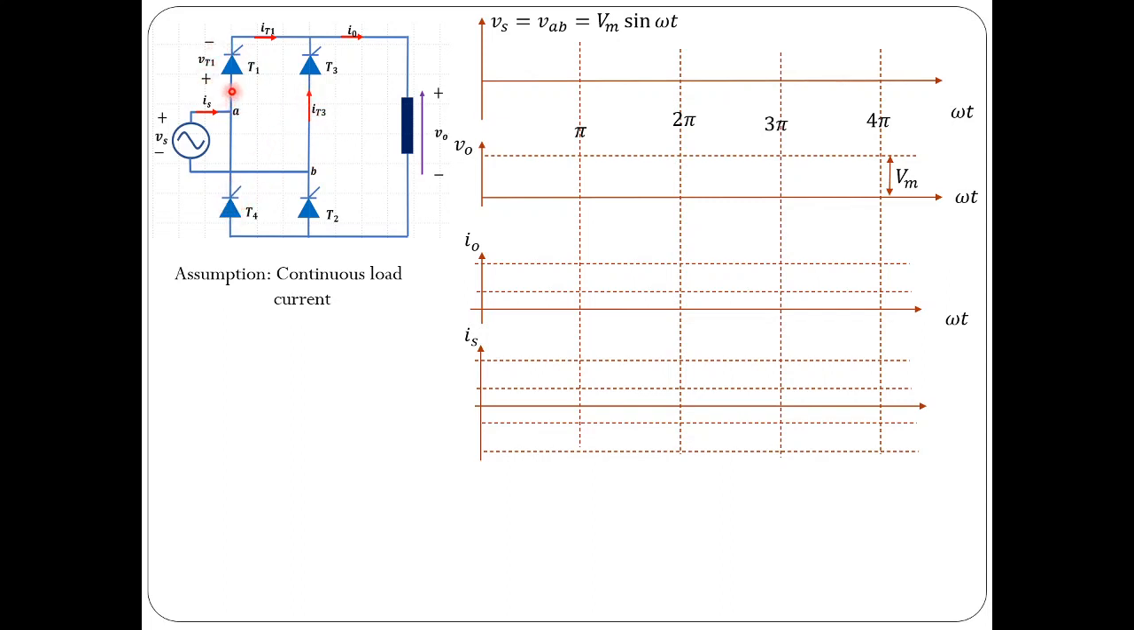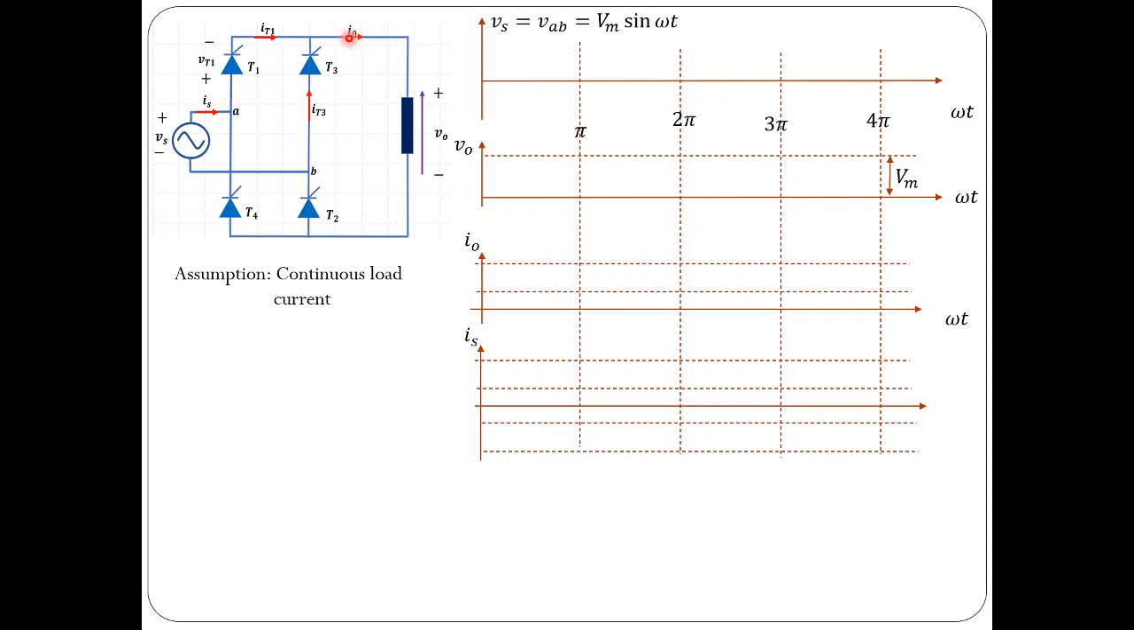Now current direction through thyristors is always taken from anode to cathode. Yes, they are unidirectional switches, so they will allow current from anode to cathode only. So the conventional direction of the current flowing through a thyristor is from anode to cathode.